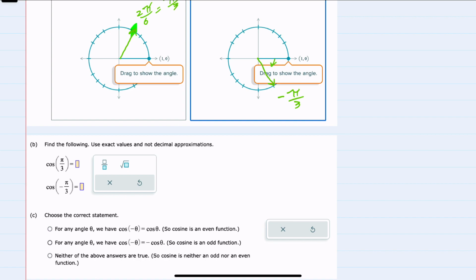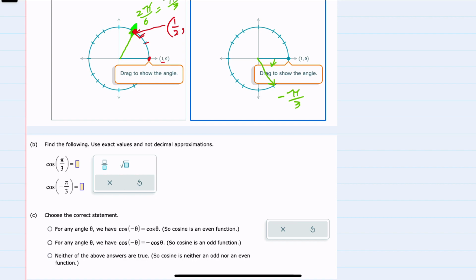Looking back at our graph, first for pi thirds, the coordinates here at the terminal location, since this is a special value, we know that the cosine has moved from 1, which is the square root of 4 over 2, to the square root of 3 over 2, the square root of 2 over 2, and then the square root of 1 over 2, which is just 1/2. That's the cosine. That's all I need for this question.